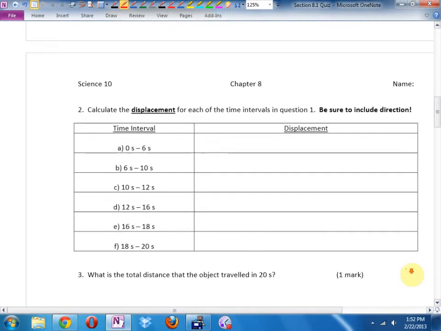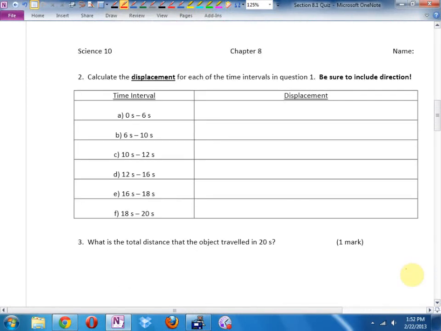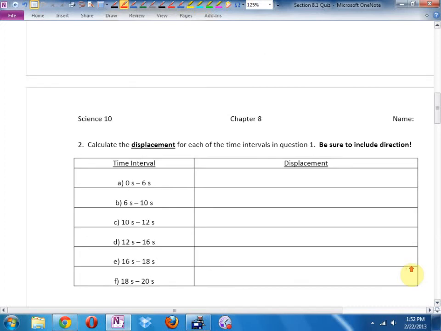Next page over. How the heck do you do this? Now they want the displacement for each of the time intervals in question number 1. I'll tell you how you do it. Displacement is velocity times time.